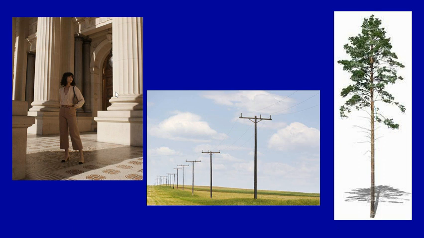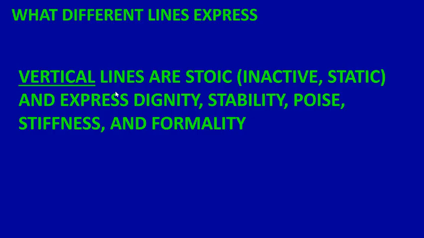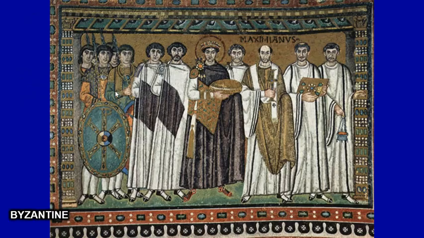Now, if you think about columns and telephone poles and trees, do these seem like things that move to you? A column is a very still thing. Telephone poles are very still. Trees are very still. They don't move around. So that's the point I'm trying to get to you, is that vertical lines are very still. They're very stable. They're very strong, but they don't imply movement. So vertical lines are stoic, inactive, and static. They express dignity, stability, poise, stiffness, and formality.